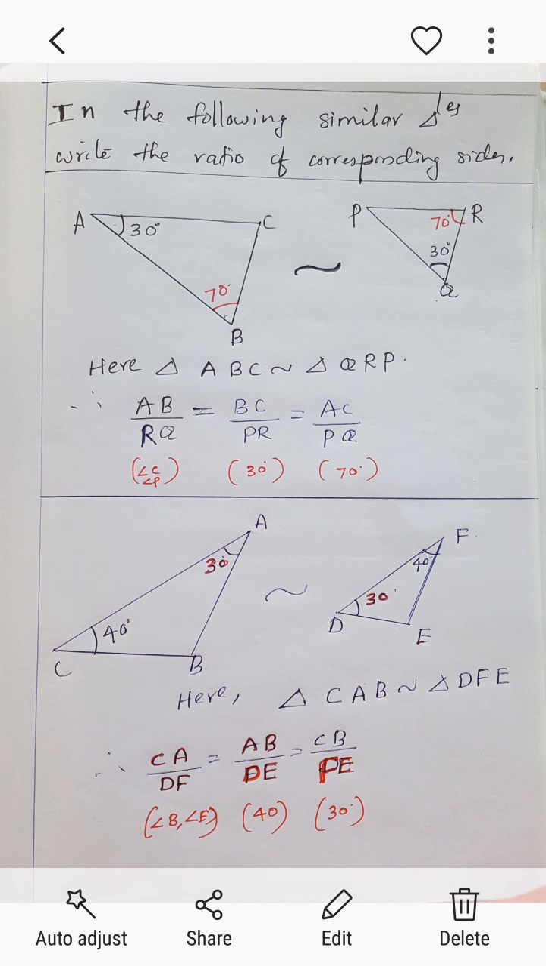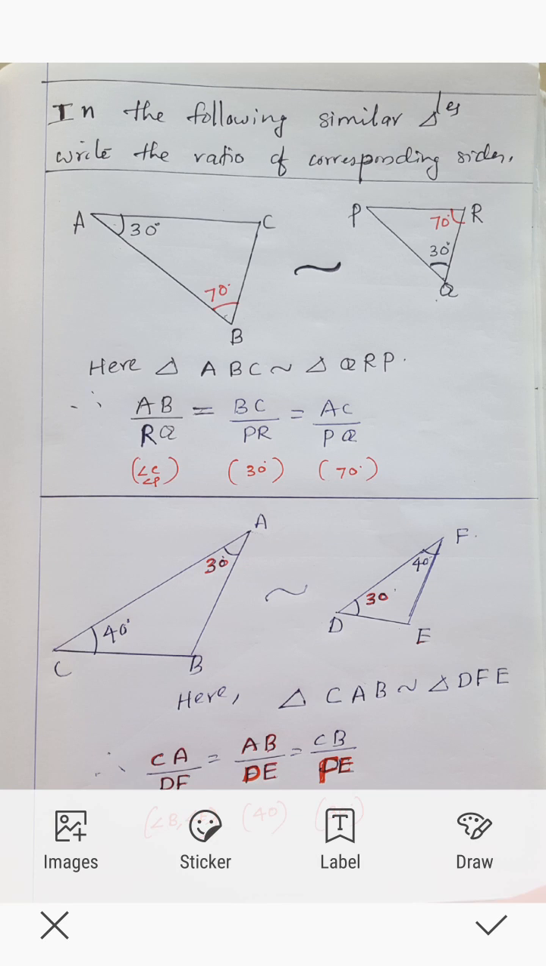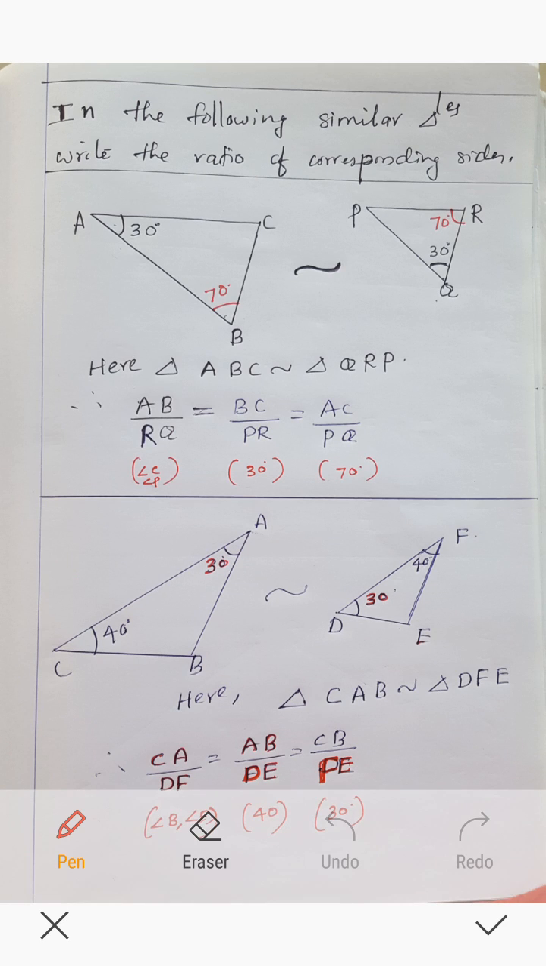And see, in the following similar triangles, write the ratio of the corresponding sides. I already told you how to write the ratio of corresponding sides. When you name the similar triangles, we must be very careful. So here triangle ABC, triangle PQR. Here angle A equals angle Q, angle B equals angle R, and certainly angle C will be equal to angle P.